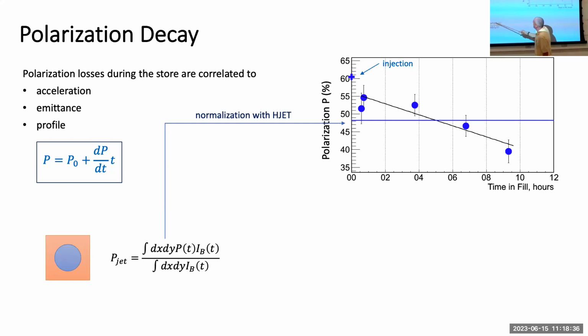So the normalization with the hydrogen jet target actually uses the folding of the beam polarization, which is time dependent. For the hydrogen jet, where we have this essentially constant thickness target, time independent, it's only folded with the intensity of the beam that I'm interested in, which is what I'm doing here.